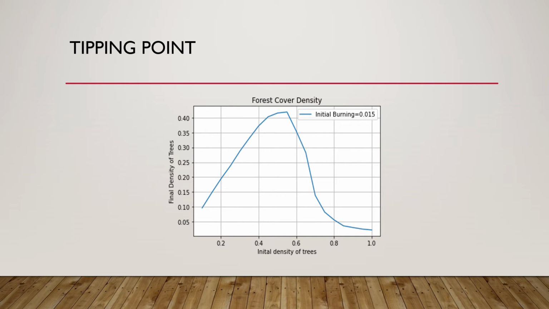This figure shows that if the initial density of trees is increased beyond a certain point, then it will lead to the whole forest burning down. This point is known as the tipping point.